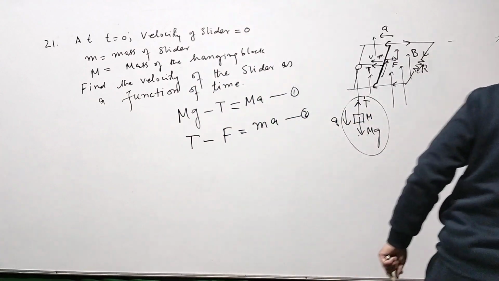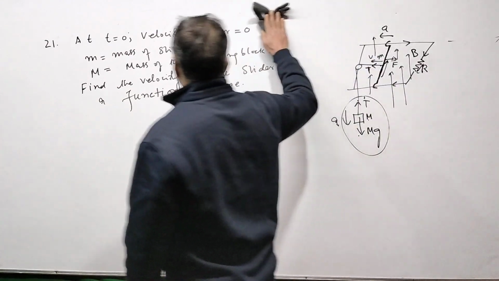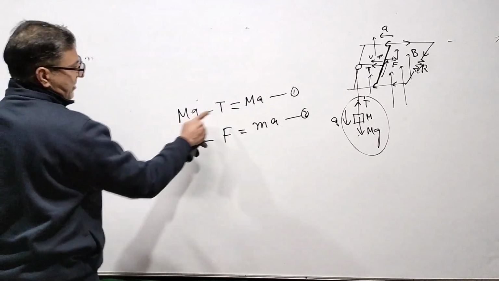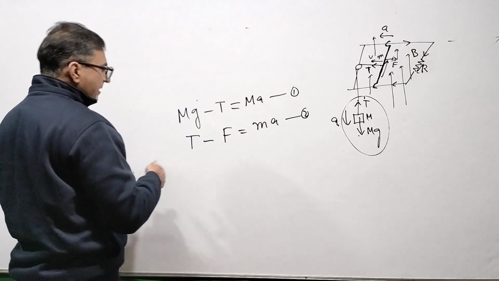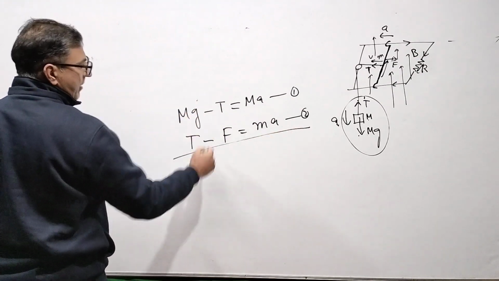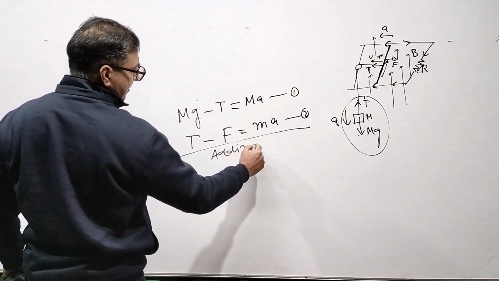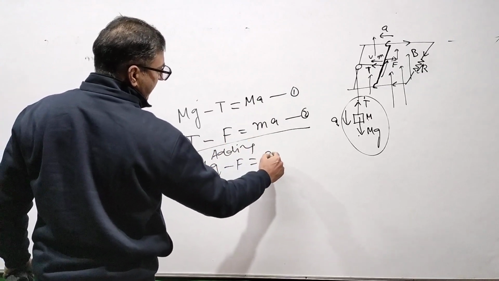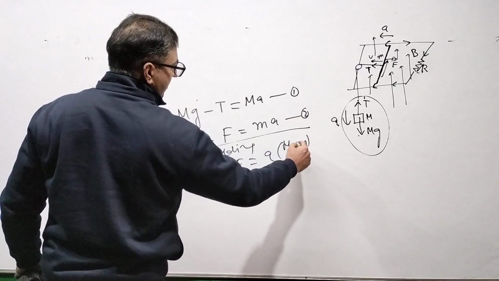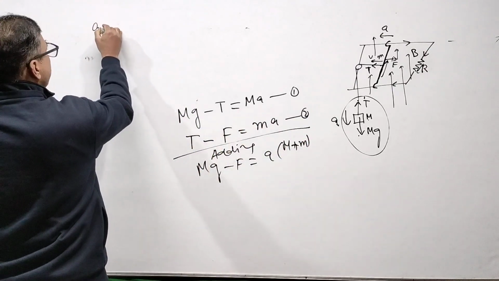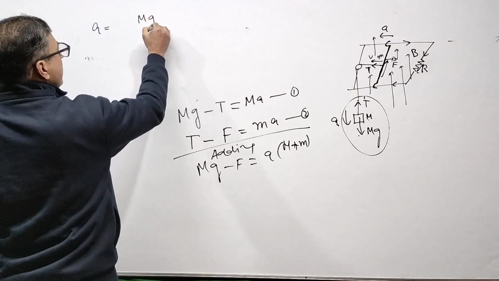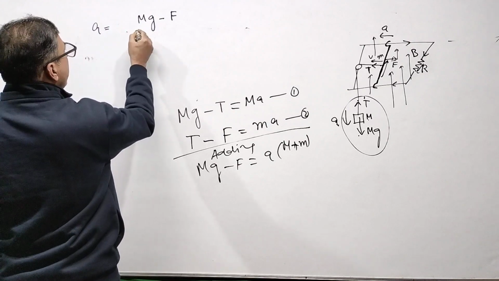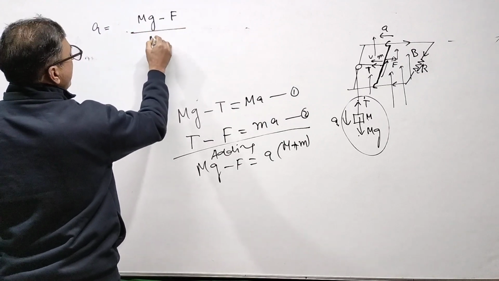Okay. Now on adding these two equations, I will get rid of this tension. Adding the equations, we will get mg minus F is equal to a times M plus m. So what is acceleration a? That is mg minus this F, divided by M plus m.